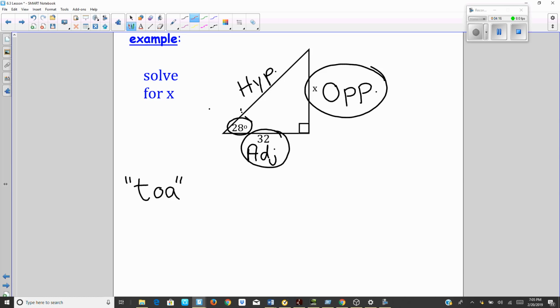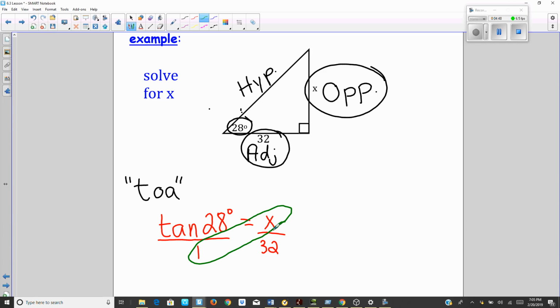So the setup goes like this. We're just going to take the tangent of 28 degrees, and we're going to set it equal to the opposite side over the adjacent side. I always like to put the tangent of 28 over 1. A couple different ways to do this, but basically we're cross multiplying, just like we did with special right triangles. So when we cross multiply that way, we get 1x. When we cross multiply this way, we get 32. And it's important, you do want to write the 32 first when you type this in the calculator.